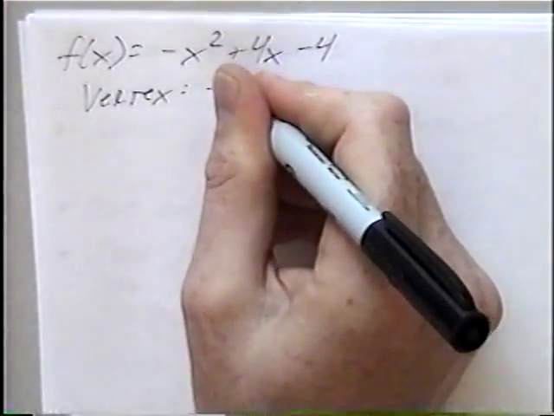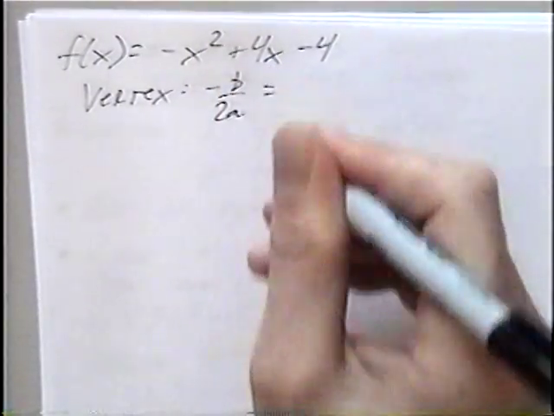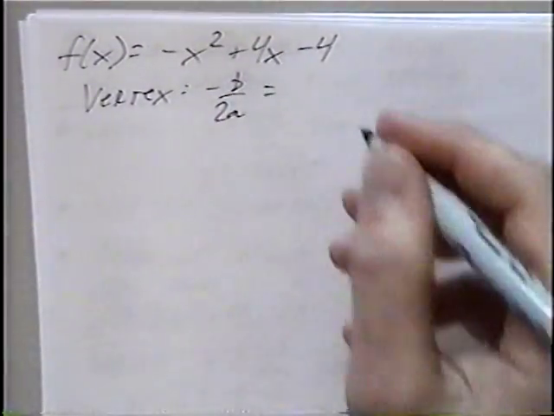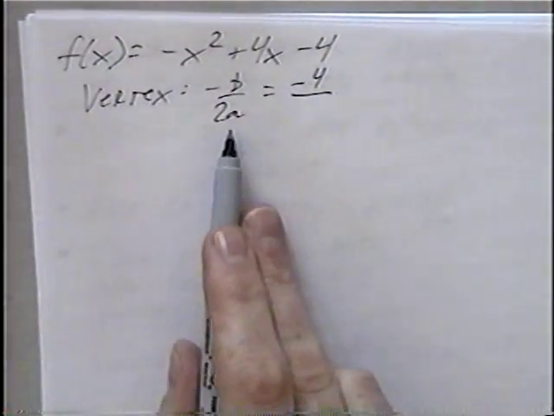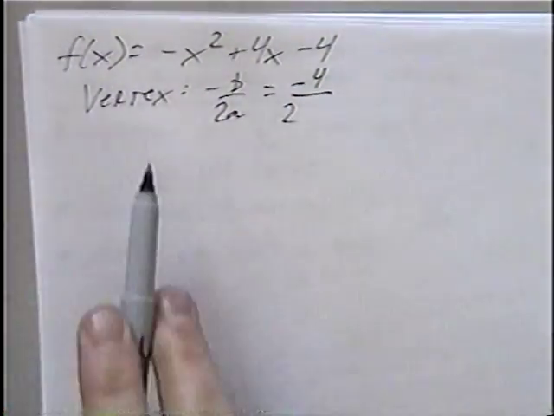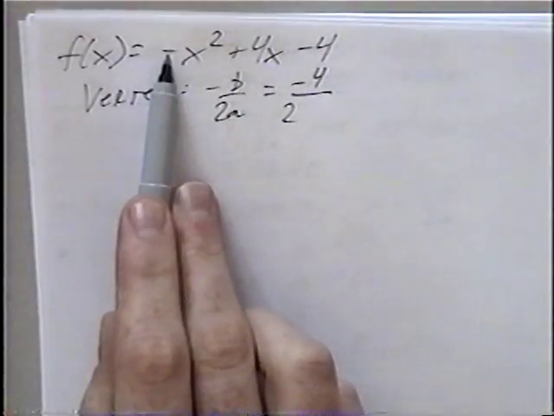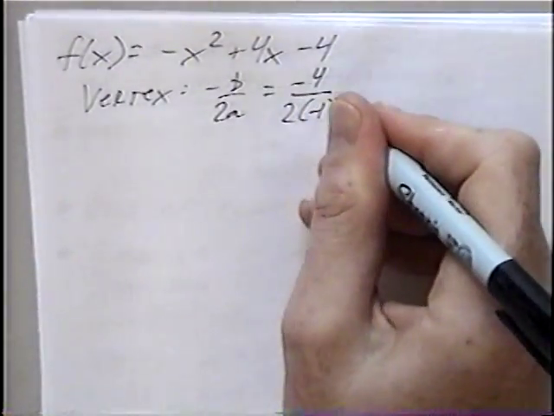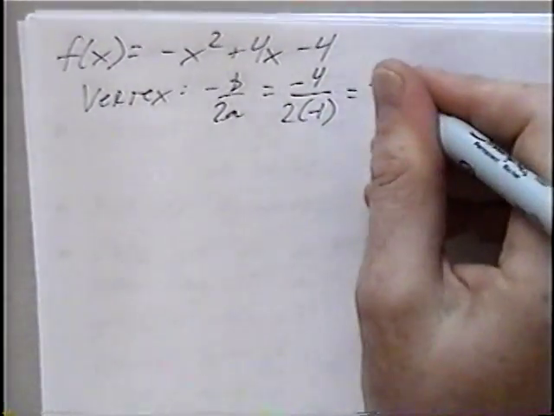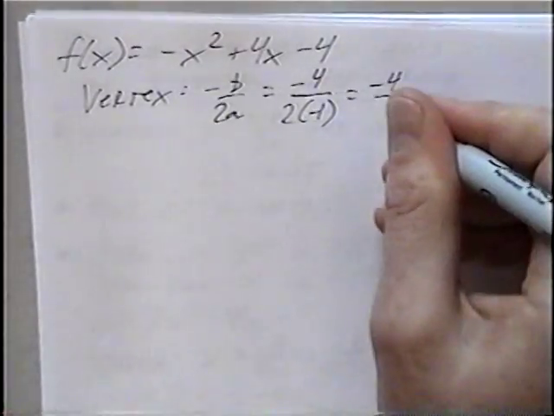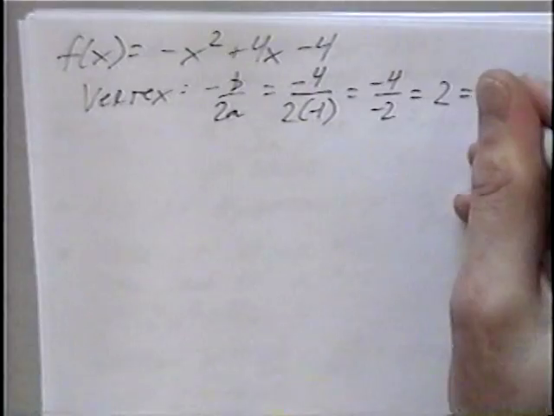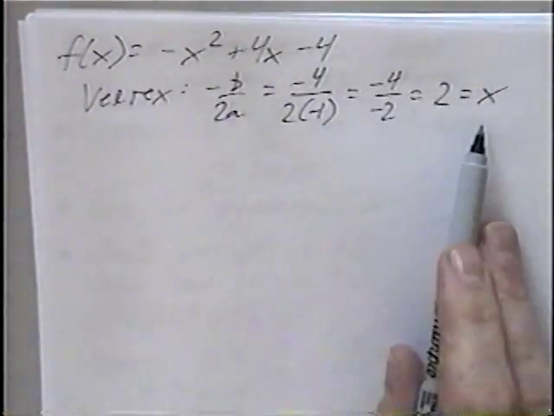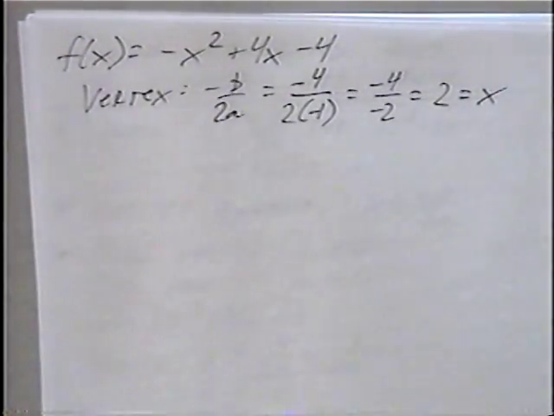The equation -b over 2a. In this case, b is positive 4, but -b makes it a -4. And 2 times a, the number in front of x squared, which in this case is -1, so 2 times -1. So we'll have -4 over -2, which is equal to positive 2. And -b over 2a is what x equals, so x equals 2.